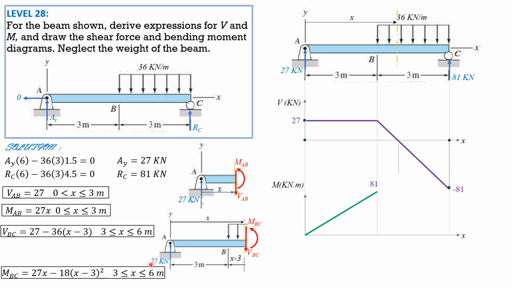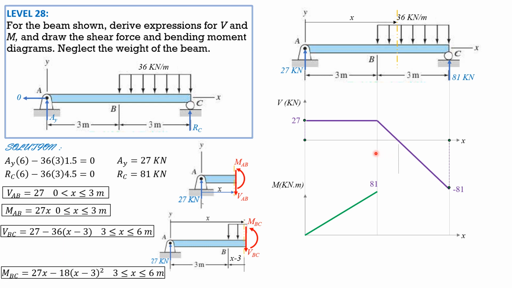So for moment, when x is 0, we have negative moment AB rather. When x is 0, 27 times 0 is 0. Then when x is 3, 27 times 3 is 81. This is also 81 when x is 3, because this is 0, then 27 times 3 is 81. So it is continuous.